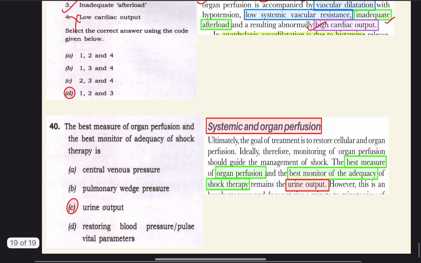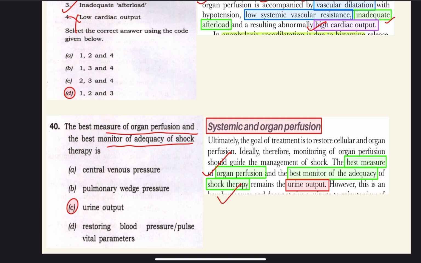Next, the last one, question number 40. The best measure of organ perfusion and best monitor of adequacy of shock therapy. This is a very famous question, asked multiple times, and teachers mainly confuse with different fancy words. You just remember the direct line from Bailey. The best measure of organ perfusion and best monitor of adequacy of shock therapy is urine output. Do not confuse. So urine output is the answer.